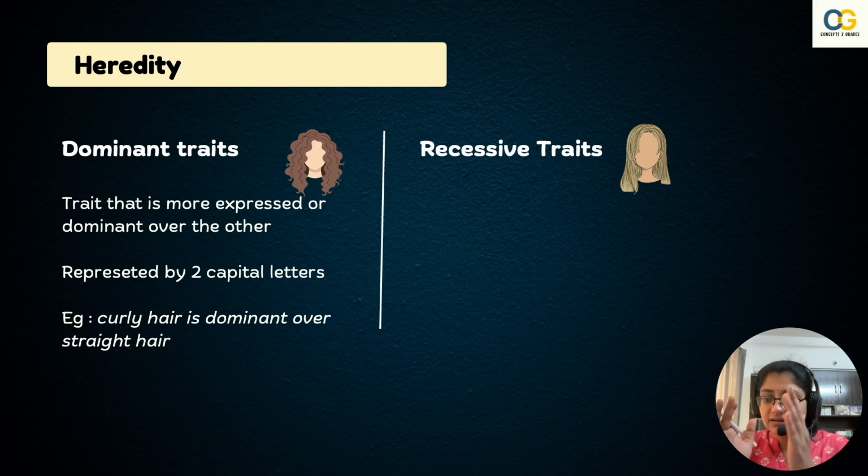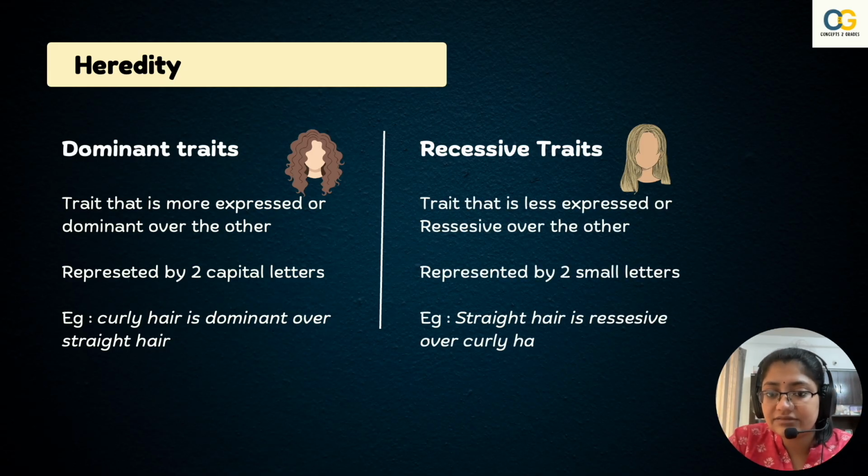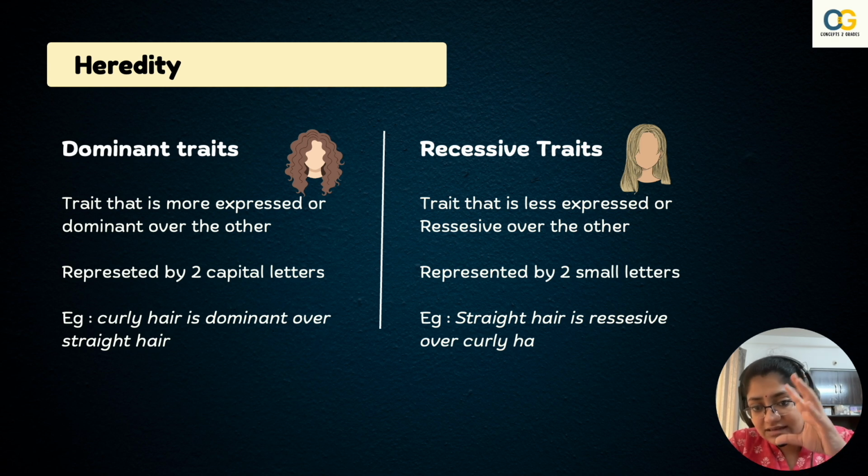There is no equality there. One is dominant, one is recessive. So the dominant one has more chance of showing up than the recessive one. So the recessive trait is less expressed, or it is recessive over the other. It is represented by 2 small letters. Why am I saying two letters everywhere? I will explain that in a short bit of time. And straight hair is recessive over curly hair.